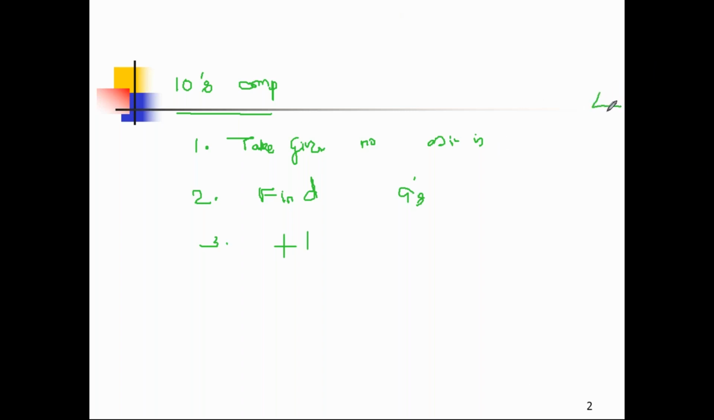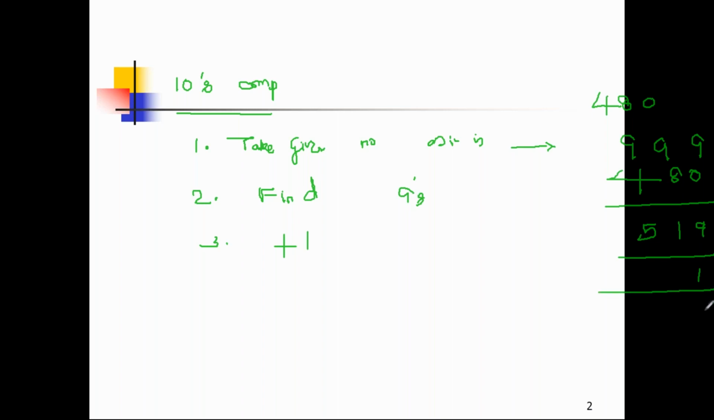Example for this, again we take 480 here. What is the ten's complement for this? First step, take the given number as it is, 480. First find out the nine's complement. So 999 minus 480. This is the nine's complement: 519, plus 1.